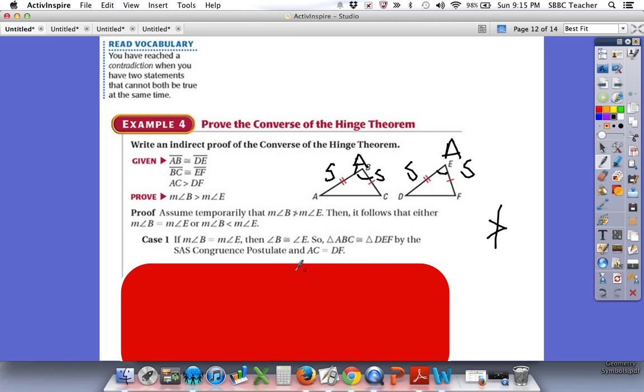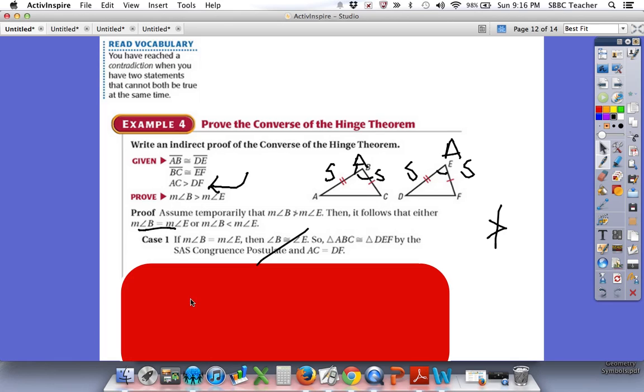But the contradiction in this case would be if these two triangles are congruent, that means that AC is equal to DF. What's the contradiction there? If you look at the given, we were given that AC is greater than DF. So the measure of angle B cannot be equal to the measure of angle E because it would contradict the given information. If these were equal, it would make the triangles congruent by SAS, and it would make AC congruent to DF, which contradicts our given. So case 1, we found a contradiction.